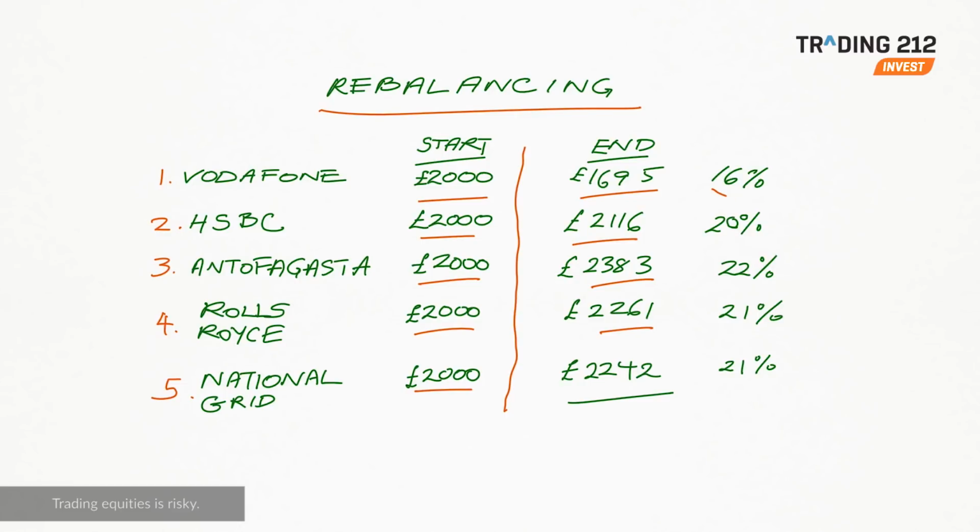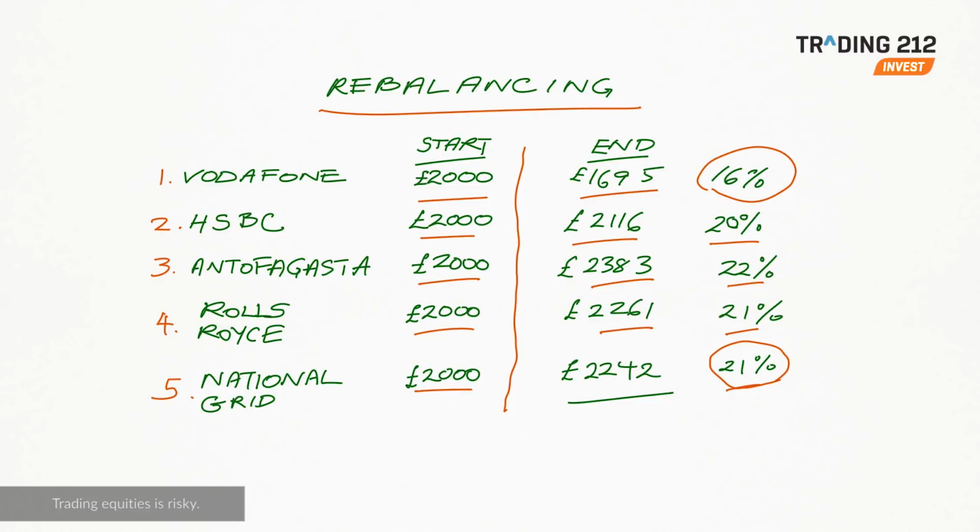So Vodafone has decreased its proportion to 16%. HSBC has maintained its portion of the whole, but Antofagasta has increased to 22%. Rolls-Royce and National Grid are at 21%. And what the investor does at this point is down to the individual. Perhaps they decide that these are within a tolerable amount and make no change. They just sit tight and then maybe monitor in another 6 months.